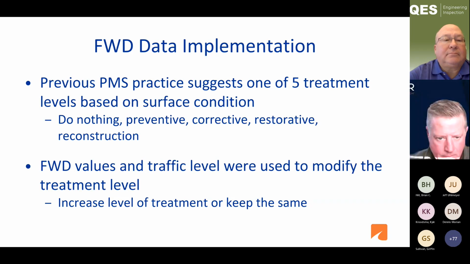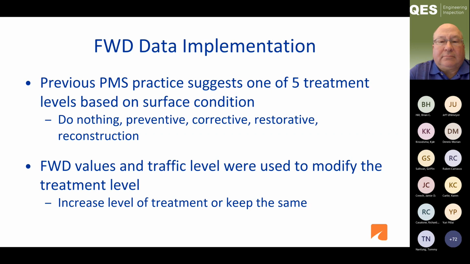Next, please, Steve. What we're really following with the TSD implementation is the way we implemented the FWD data. In our PMS, looking at the surface condition of the pavement suggests one of five treatment levels, and they range from do nothing all the way to reconstruction. Within the preventive, corrective, restorative, and reconstruction options, there's a whole slew of fixes that can be chosen. But the PMS recommends one of these five levels.